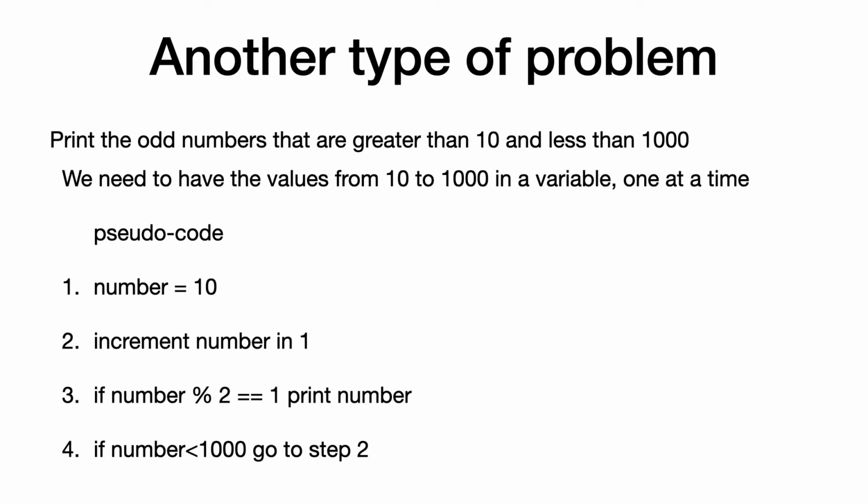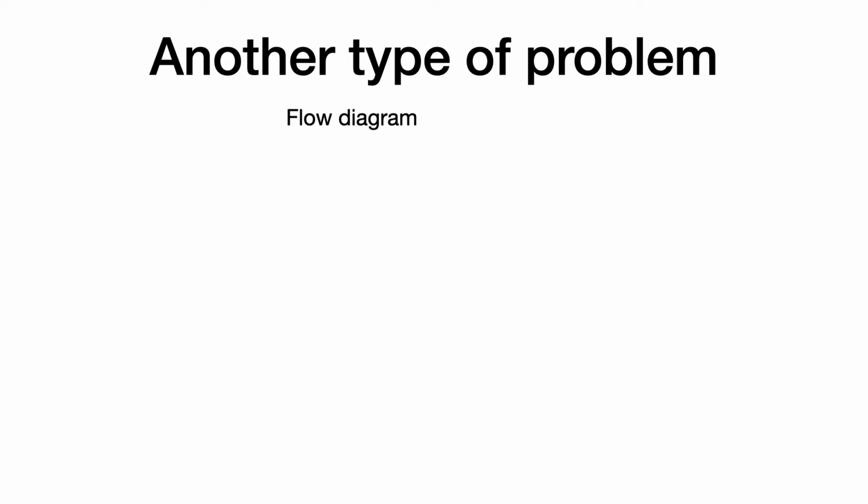This assures us that the algorithm is finite, one of the characteristics that every algorithm needs to have. If the algorithm is not finite, then it will never finish. You will never have a solution to the problem. Let's see how this will look now in a flow diagram.